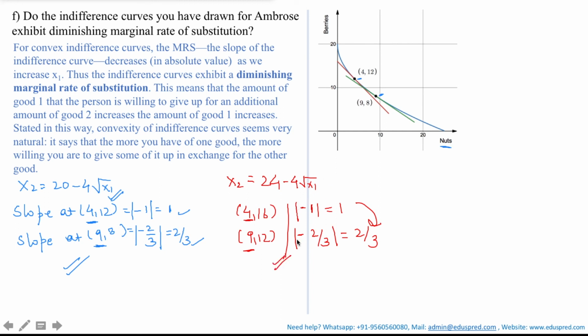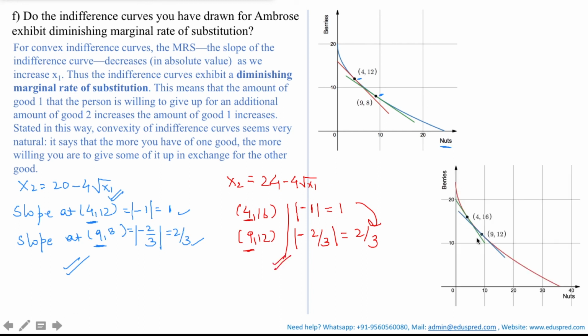So let's verify this graphically. This is the red indifference curve corresponding to this equation, and this is your point (4, 16) and this is your point (9, 12). This green line is the tangent corresponding to the point (4, 16) and this blue tangent is the tangent corresponding to the point (9, 12), which tell us the slope of the indifference curve at these two points.